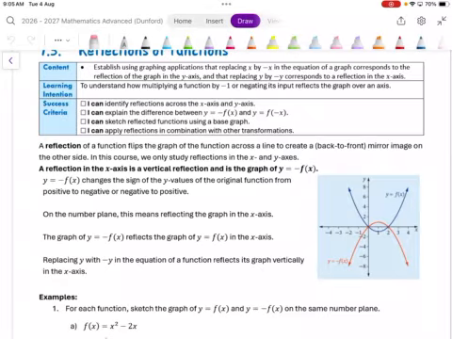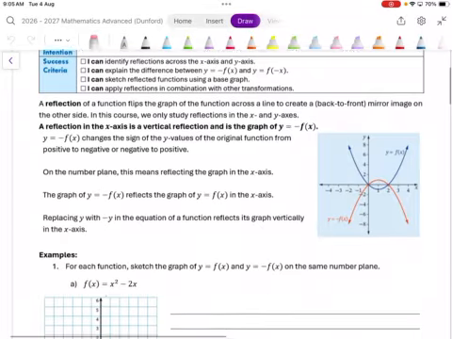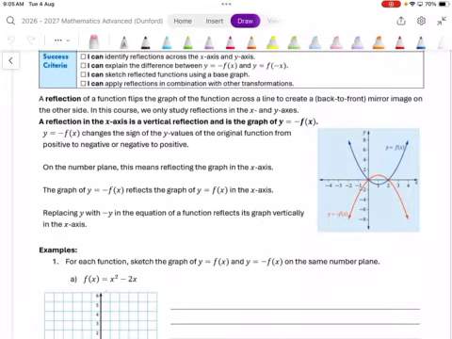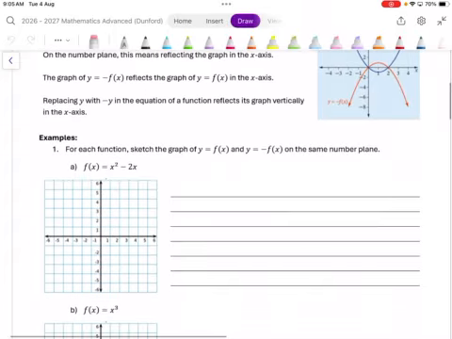So then on the number plane, this means reflecting the graph in the x-axis. So the graph of y equals negative f of x reflects the graph of y equals f of x in the x-axis as demonstrated here. So it picks it up and flips it vertically. So we replace y with negative y in our equation of the function to reflect its graph vertically in the x-axis.